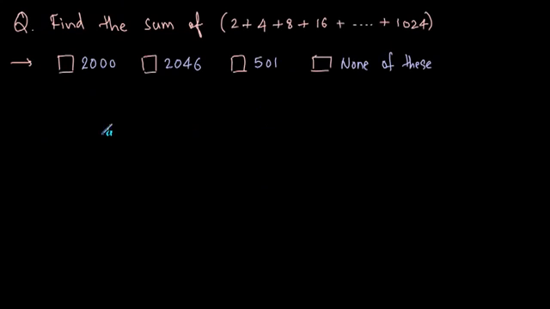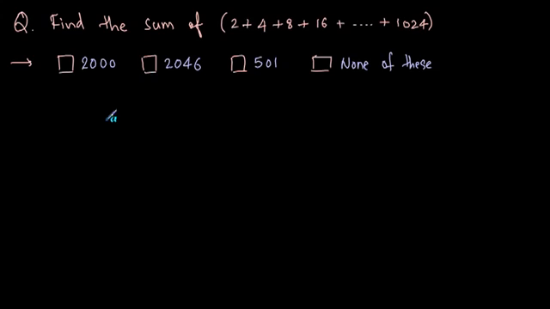With this, let us solve this example. Find the sum of 2 plus 4 plus 8 plus 16 plus so on till 1024. This series of numbers is in a geometric progression because it is in an increasing order and there is no common difference, but there is a common ratio. If you divide 4 by 2, the ratio you get is 2. If you take the ratio of 8 and 4, it is again 2. Taking the ratio of 16 and 8, it is again 2. So this is in a geometric progression.